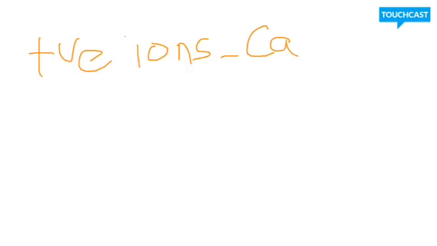Oopsie! Now before I go, I actually remembered that I didn't mention something. Now we know that positive ions are called cations. Sorry for the horrible handwriting, but I think it's clear. So the positive ones are called cations.